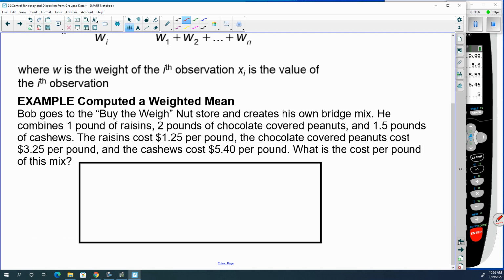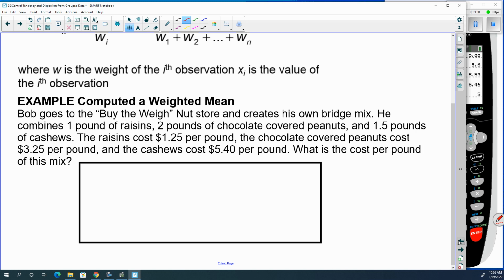Okay, so to compute a weighted mean, it says Bob goes to the By the Weight nut store and creates his own bridge mix. He combines 1 pound of raisins, 2 pounds of chocolate covered peanuts, and 1.5 pounds of cashews. Raisins cost $1.25 per pound. Chocolate covered peanuts cost $3.25 per pound, and the cashews cost $5.40 per pound. What is the cost per pound of this new mix?